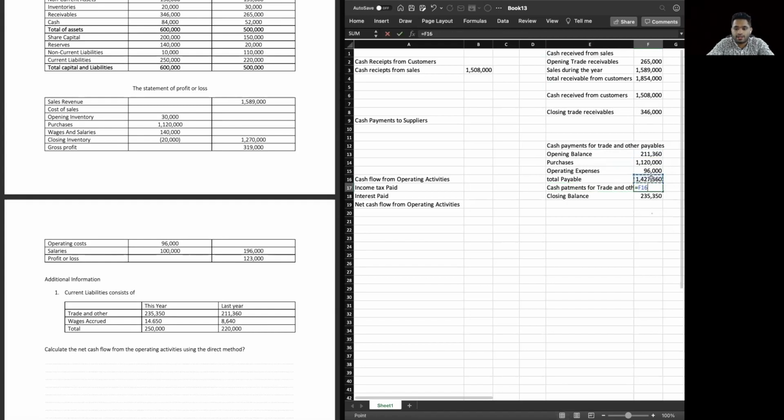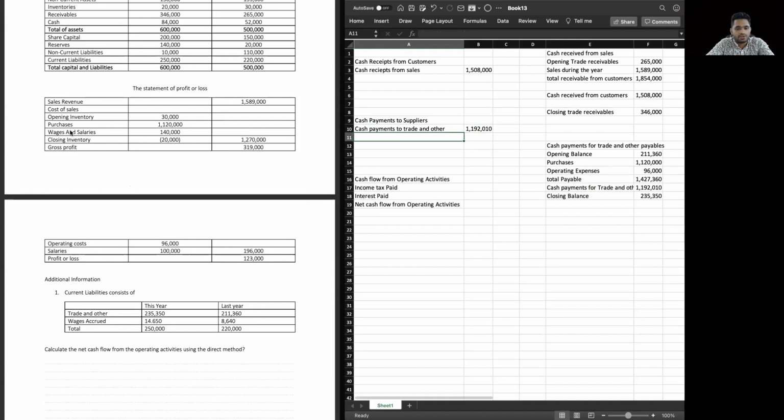So 1,427,360 minus 235,350, 1,192,010 is going to be your cash payments for trade and other. So cash payments to trade and other is going to be 1,192,010.